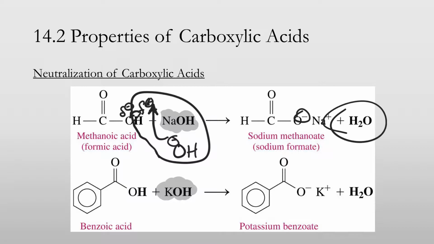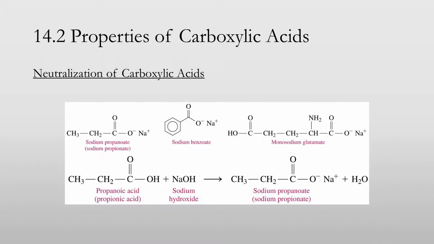The product of methanoic acid reacting with sodium hydroxide is sodium methanoate, which is used as a de-icing agent. It's used in dyeing materials. It's a buffering agent. There's a lot more uses for that. The bottom one, if you react benzoic acid with potassium hydroxide, you get potassium benzoate, which is a food preservative. Basically, it kills bacteria and mold and things like that. Sodium propanoate, which comes from propanoic acid reacting with sodium hydroxide, is also used as a food preservative. So is sodium benzoate. The other one on the previous slide was potassium benzoate.